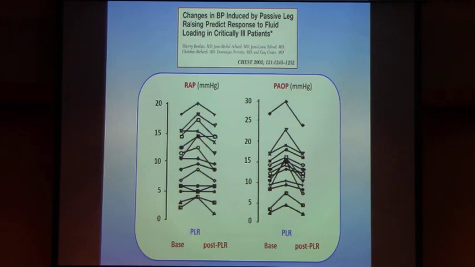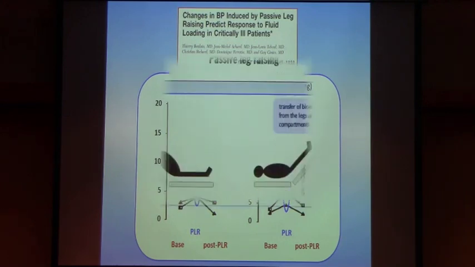This is a study we did years ago now with Thierry Boulain. We measured right atrial pressure and we measured pulmonary artery occlusion pressure using a Swan-Ganz catheter before, during, and after passive leg raising, PLR. And we observed in almost all patients an increase in the right atrial pressure and in the PAOP, suggesting that PLR can increase preload of the left and of the right ventricle.